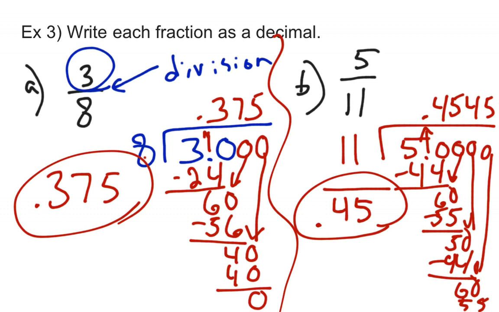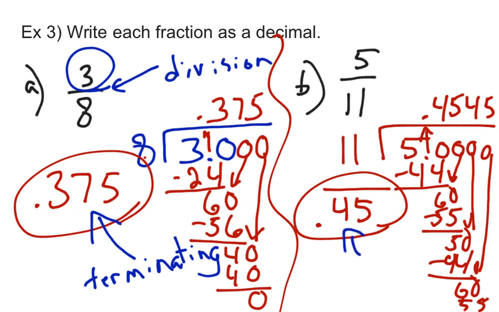Now, when a decimal stops like this one in part A, 0.375, boom, it's done, it stops. This is what we call a terminating decimal. Terminating decimals are numbers that simply stop. They do not go on and on forever. Repeating numbers do go on and on forever, but it's the same pattern over and over and over again.